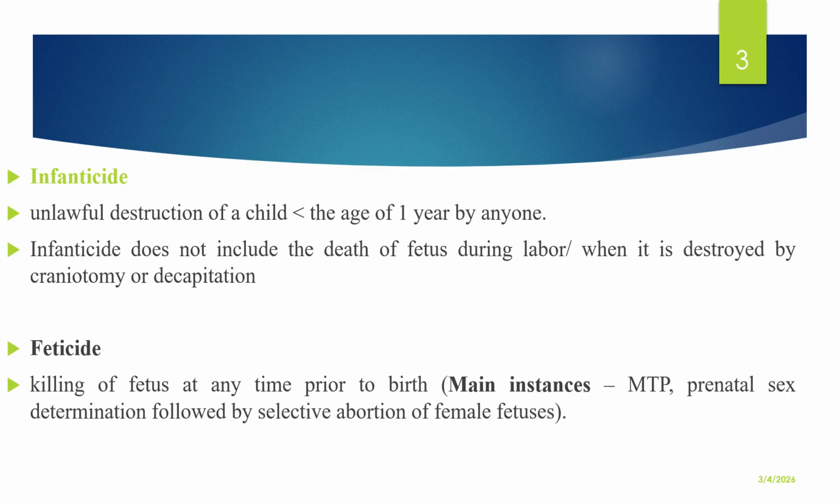Now we move to the next definition, that is feticide. What is feticide? It is the killing of a fetus at any time prior to birth. So, whenever a fetus is killed before birth, for example, in prenatal sex determination, when you come to know that the fetus is female, following which abortion is undergone by the female or she is forced to undergo abortion. Such cases are some of the examples covered under feticide.